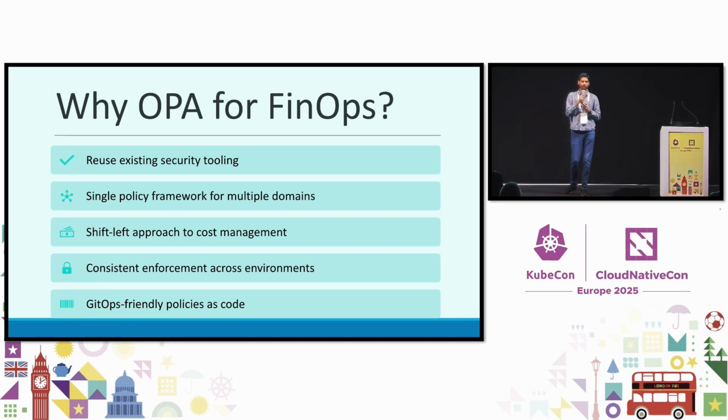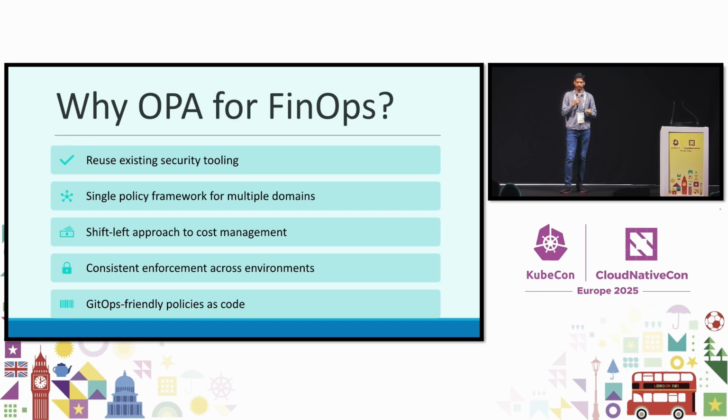Nice. I think most of you are using OPA for security controls and to check for compliance. So we can reuse that existing tool in your landscape for this kind of FinOps purpose as well. As I mentioned before, it's a single policy framework you can use for multiple domains. It's a shift left approach: instead of allowing developers to provision resources and then going back to check the cloud spend, we try to restrict whenever they're trying to provision the resources. That way it's easier to deny overspend.